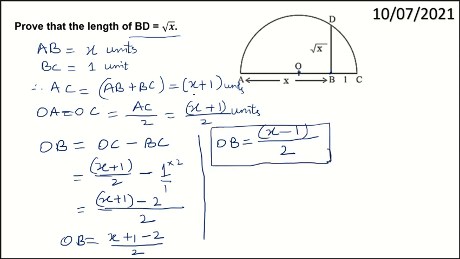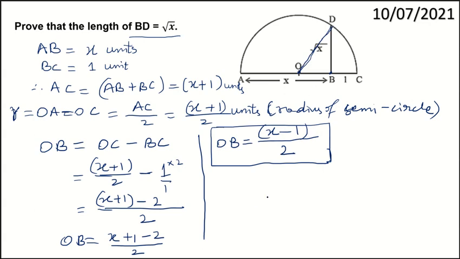Now, you know the length of OA, or I say OC, which is the radius of this semicircle. So, the radius of this semicircle is known as (x plus 1)/2 centimeter. We will go for constructing OD.